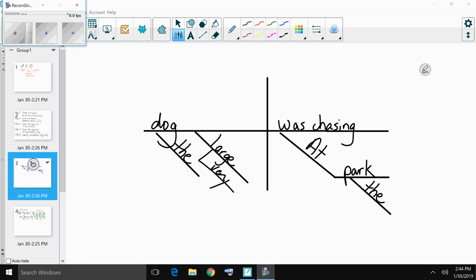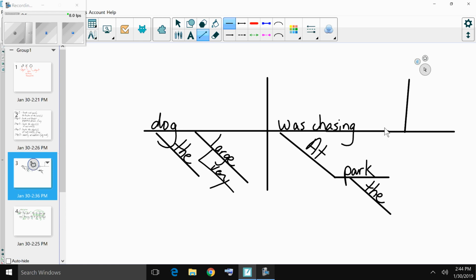All right, now, there are no other modifiers for the verb. However, there is an object. So you're going to extend this horizontal, okay? And you're going to drop another vertical line. But this time, the vertical line cannot bisect the horizontal. It cannot hang beneath. Beyond that line, you're going to write the object.